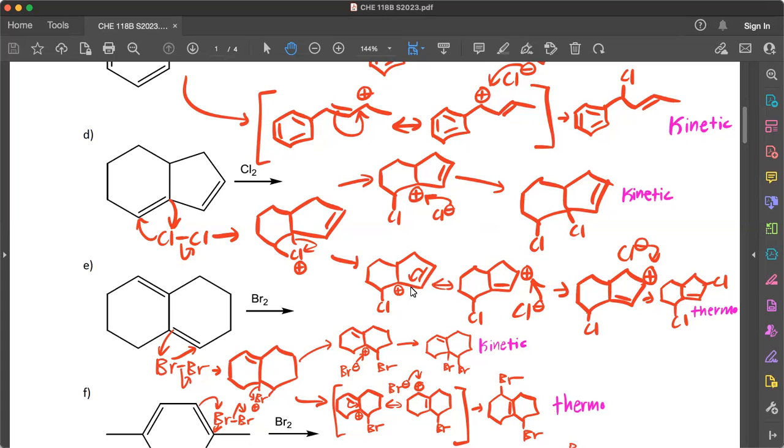If we do resonance over here, then we form our most stable alkene product, which is the tri-substituted alkene, giving us our thermodynamic products here after the chloride ion attacks the carbocation.